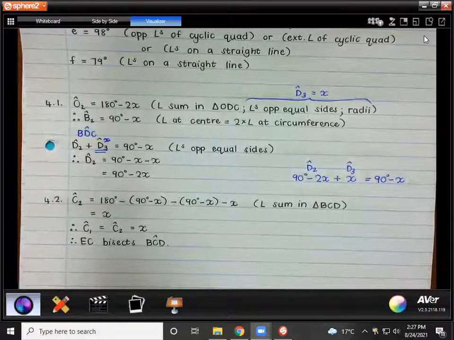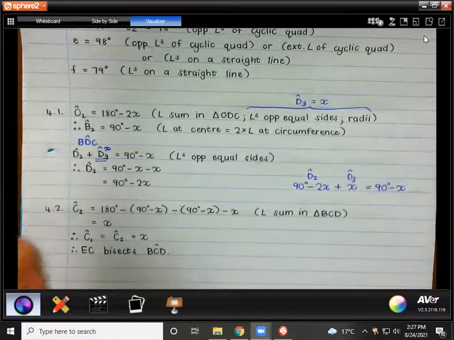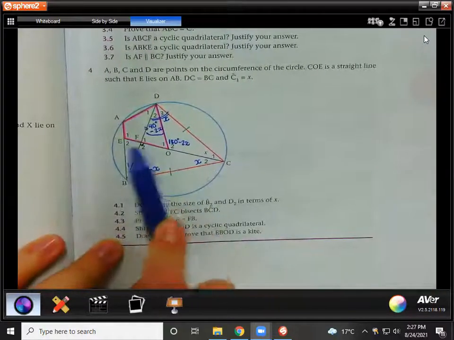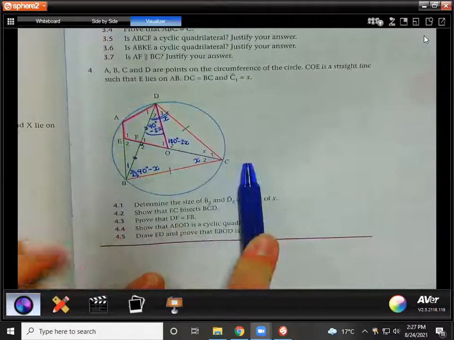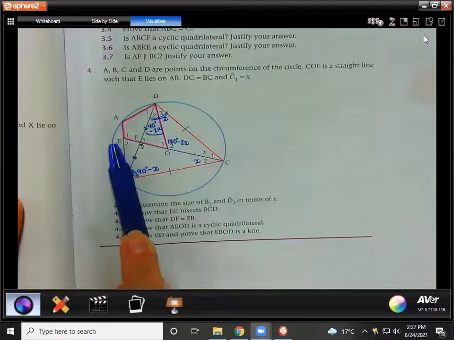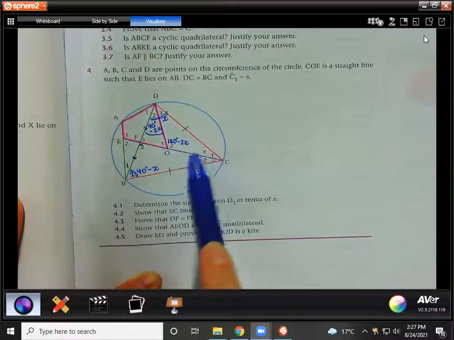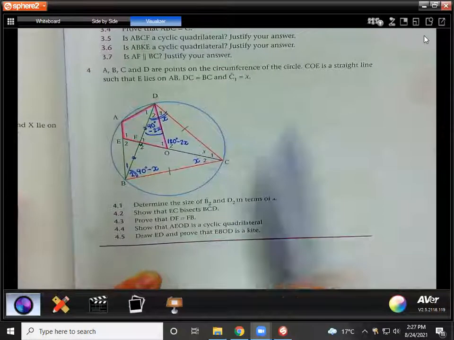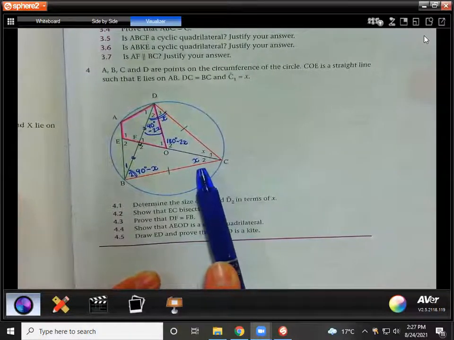All right, then 4.2, they asked you to prove that. I'll just put up the picture again quickly. Show that EC, which is this line, bisects angle BCD. So we need to show that this line cuts this angle in half. Now I already have that C1 is x. That means that I must show that C2 is also x.